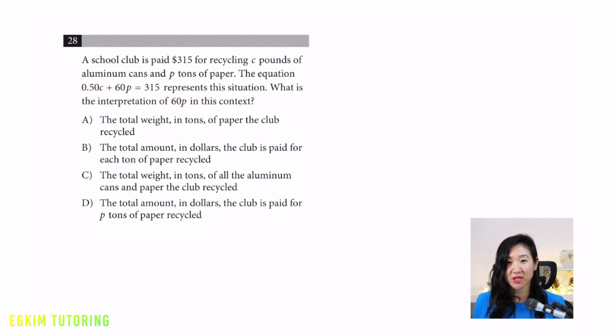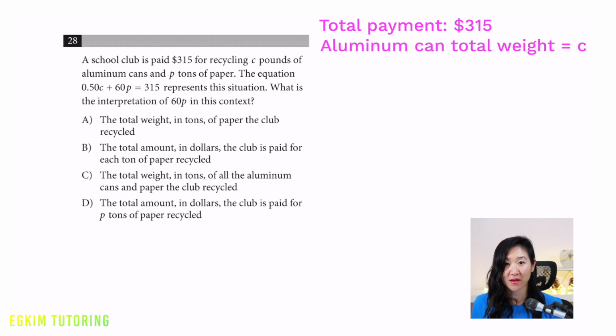So first of all, the question is asking you to figure out a very specific term in the equation, which is the 60p. But before we do that, let's go ahead and write down all the information that they gave us. So the first thing that they told us was that the total amount the school was paid was $315 for recycling two things, aluminum cans and paper. The aluminum cans came in a total weight that they labeled as variable C in units of pounds, and the paper came in a total weight that they labeled as variable P in units of tons.